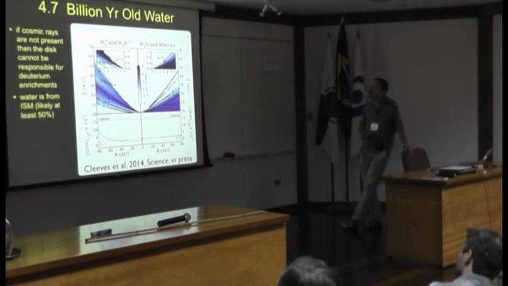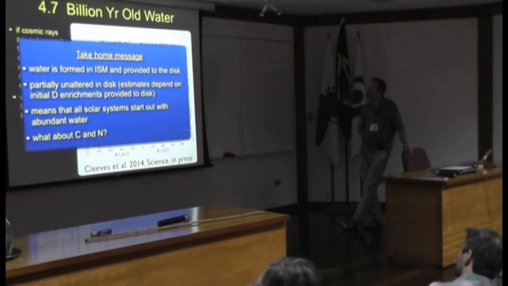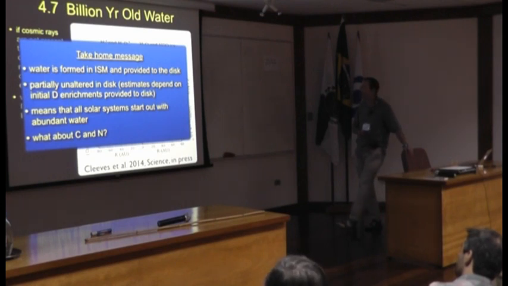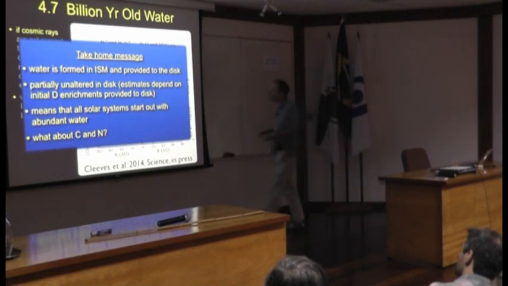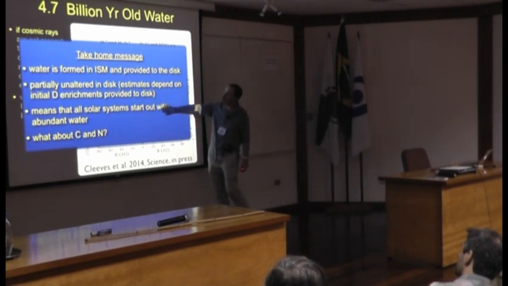And this tells us that likely at least 50% of the water that's in the solar system came from 1 million years before the star was born. The water is interstellar. Okay, so the water is formed in the ISM, provided to the disk. It means it's unaltered, right? It went into the disk and it was not subject to high temperature conditions for a long period of time. All right? It means that all solar systems start with abundant water.